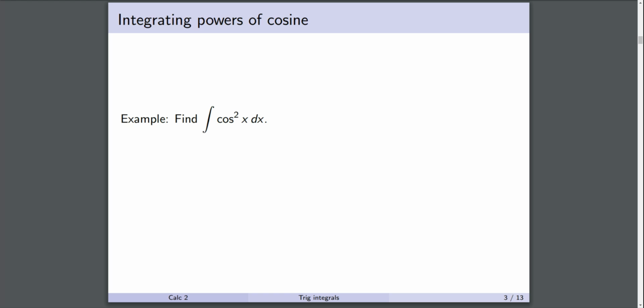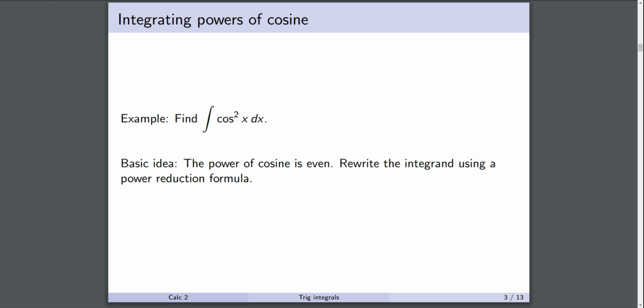All right, so let's take a look at some new problems where we use this approach. We're going to talk first about integrating powers of cosine. It turns out that you need to use a different approach for even powers and for odd powers. Our first problem is the integral of cosine squared, and the power is even.